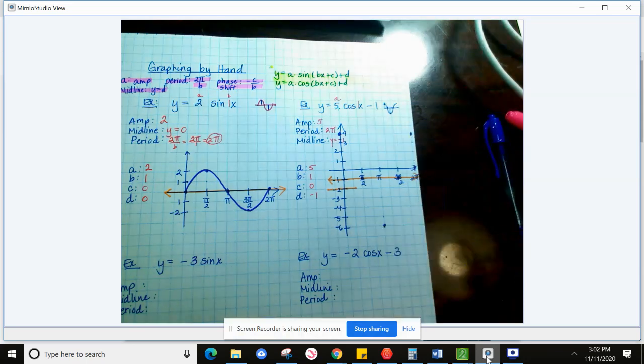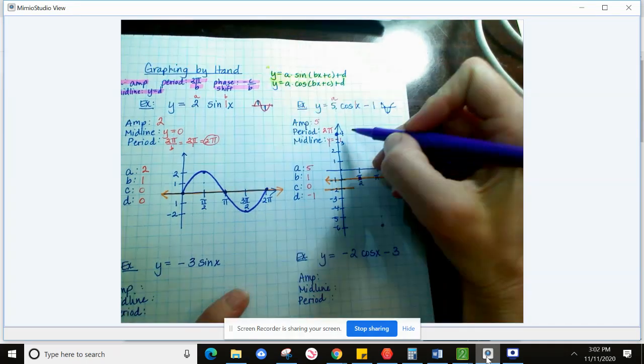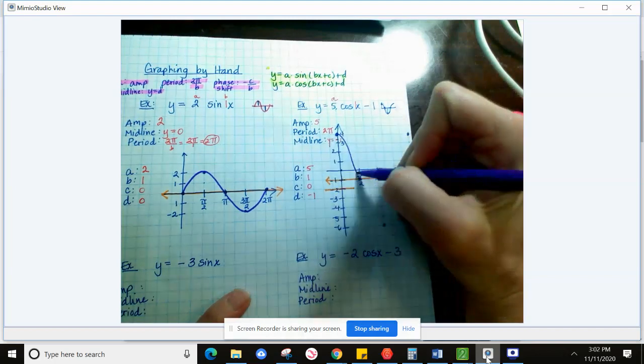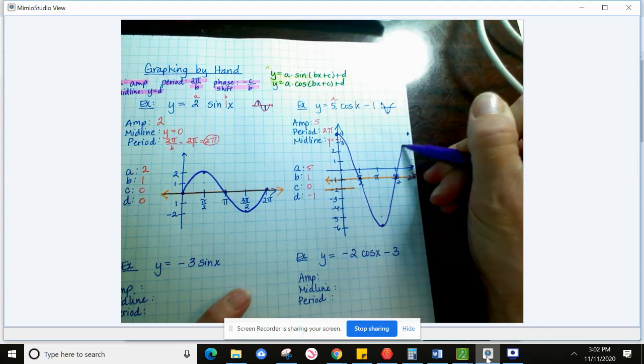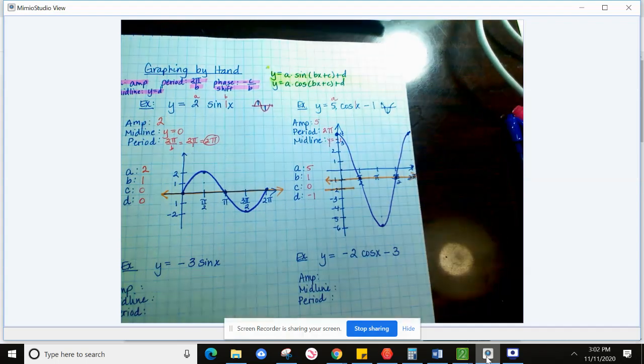Right there is your cosine curve with an amplitude of 5 and a midline of negative 1, period 2 pi. One cycle is enough to draw. That's all we want to see.